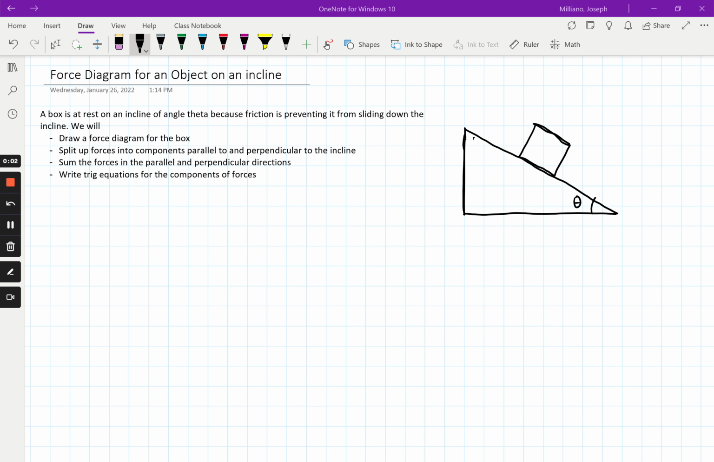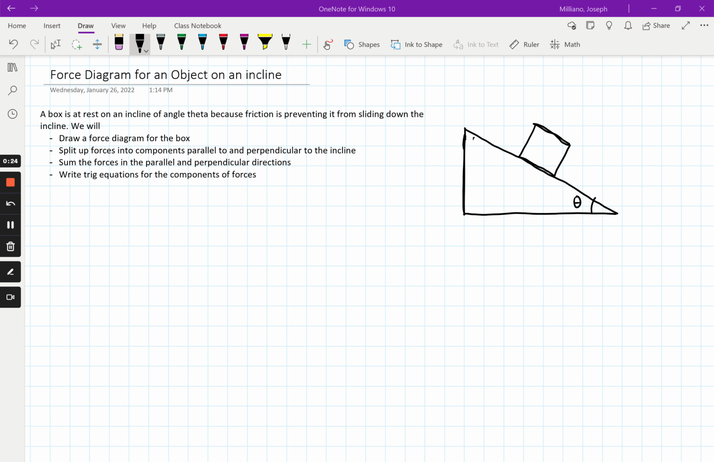Hello folks, in this video we are going to draw a force diagram for an object on an incline. Here's the scenario. A box is at rest on an incline of angle theta because friction is preventing it from sliding down the incline. We are going to draw a force diagram for the box, split that force up into components that are parallel to and perpendicular to the incline.